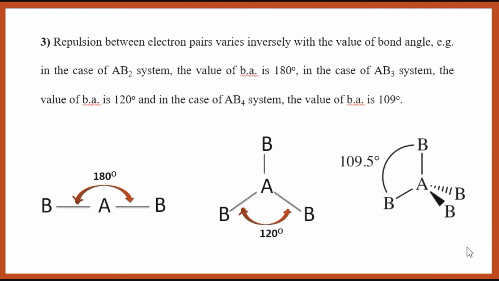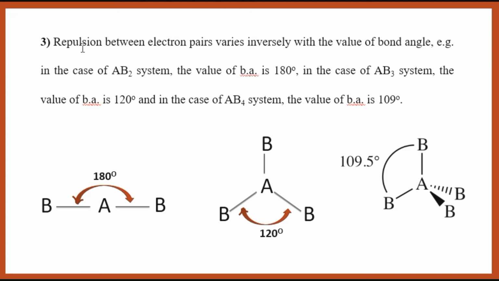So the next postulate is repulsion between electron pairs varies inversely with the value of the bond angle. For example, in the case of AB2 system, that is here, where the bond angle is 180 degree, when the geometry becomes triangular, in this case that is AB3 system, the bond angle comes to be 120 degree. So if you compare these two examples, then the value of the bond angle decreases from 180 degree to 120 degree.